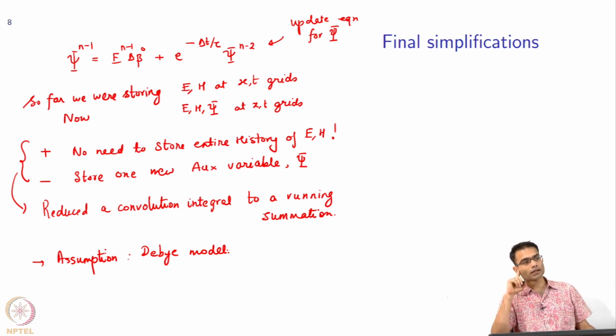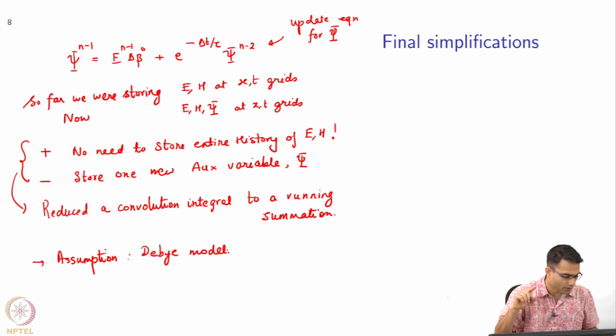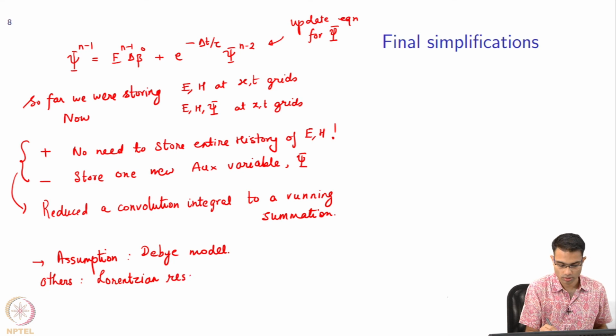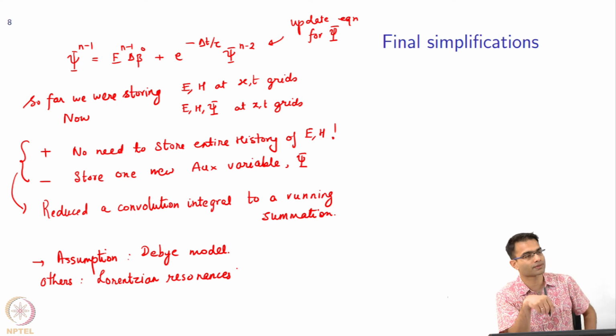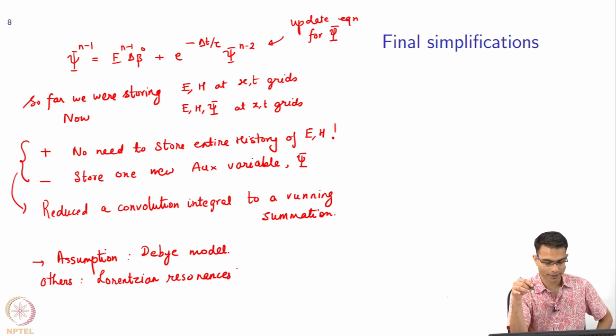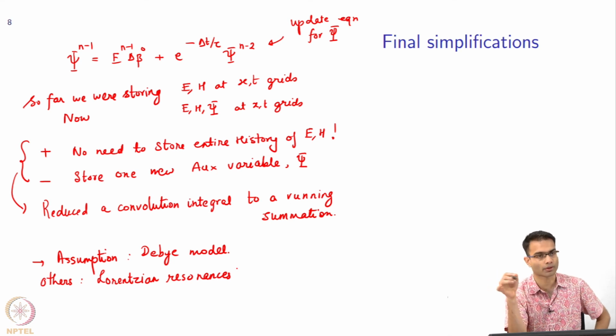Okay. There are other kinds of resonances possible. For example, more general ones are Lorentzian resonances. In fact, the Griffiths reference which I gave you derives a Lorentzian resonance. They have their own algebra to get an update equation, but we won't deal with that in this development.